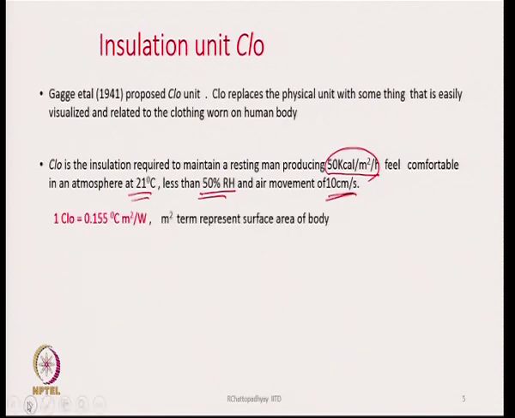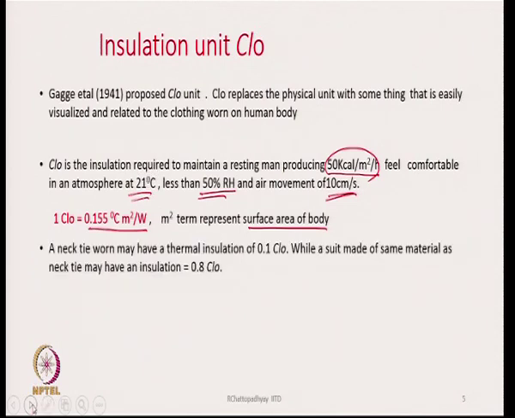One CLO, then people have tried to relate it to the actual insulation value. So, one CLO is equivalent to 0.155 degree centigrade meter square per watt, where the meter square term represents the surface area of the human body. Now, one interesting point to observe here is that a necktie worn may have a thermal insulation of 0.1 CLO, while a suit made of the same material as the necktie may have an insulation value of 0.8 CLO.